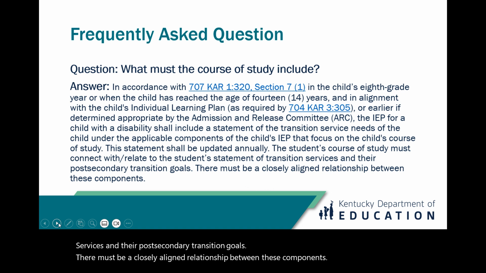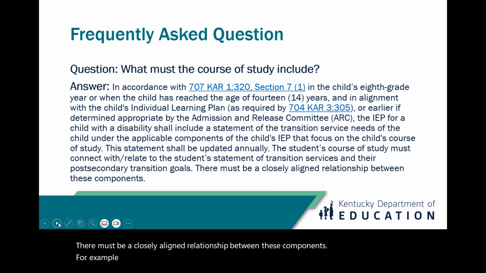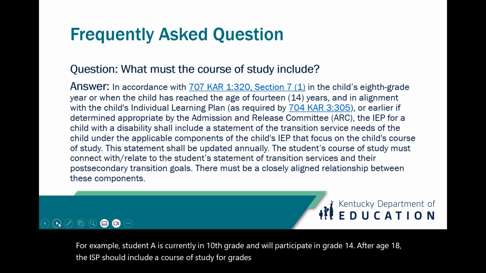For example, student A is currently in 10th grade and will participate in grade 14 after age 18. The IEP should include a course of study for grades 10, 11, 12, and 14.